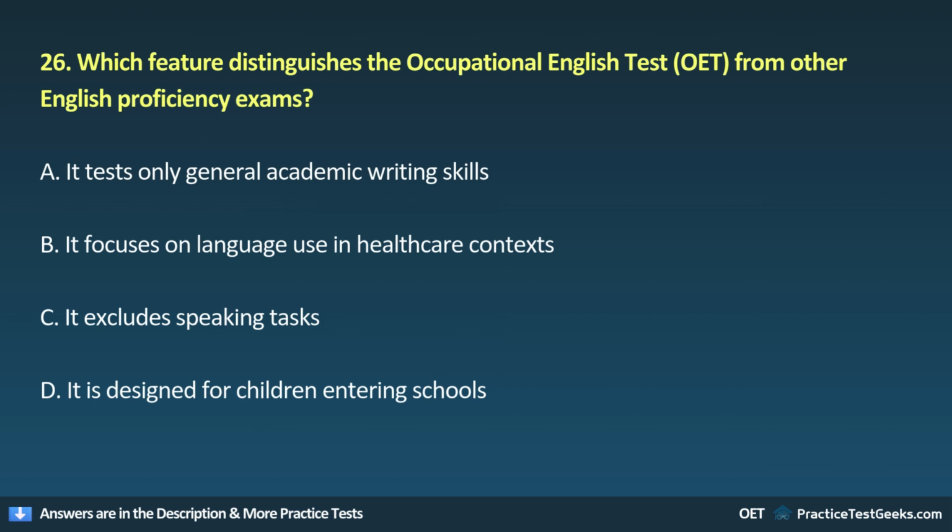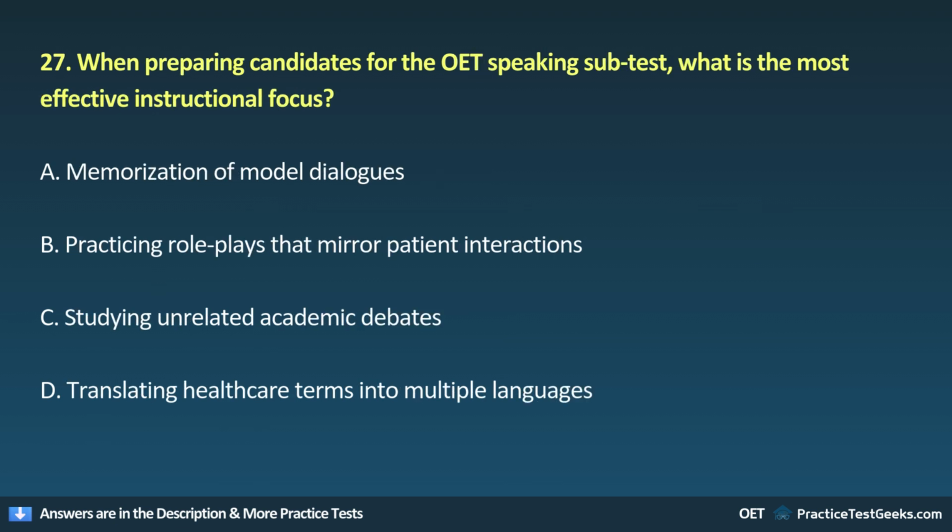A. It tests only general academic writing skills. B. It focuses on language use in healthcare contexts. C. It excludes speaking tasks. D. It is designed for children entering schools. 27. When preparing candidates for the OET speaking subtest, what is the most effective instructional focus?